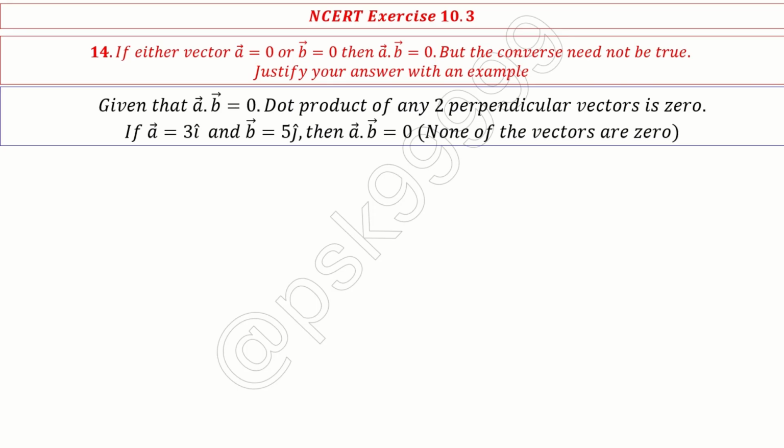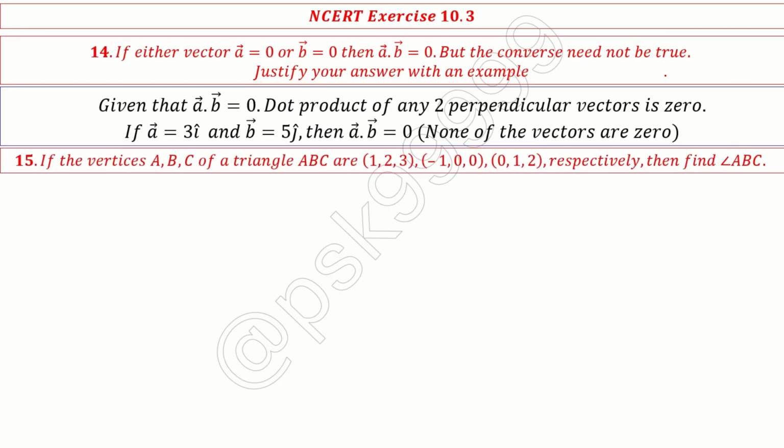So you take A as only 3i, so it doesn't have any y component and z component, and B is 5j, 5j hat, it doesn't have x component and z component. So A dot B will be 0, right? It will be 0 because it doesn't have corresponding components. The coefficient of i you multiply with 0, the coefficient of j you multiply with 0, so you will get 0. But individually they are not zero vectors. Okay, so this is the example.